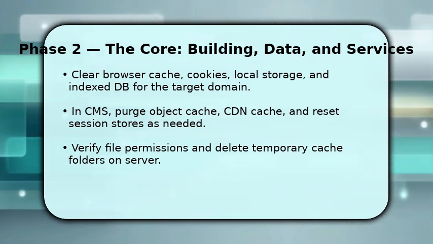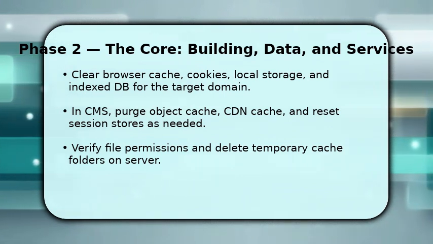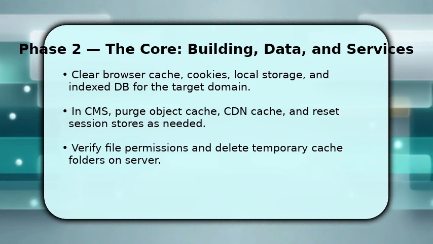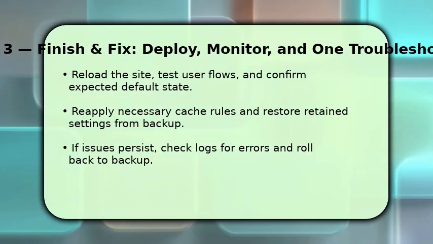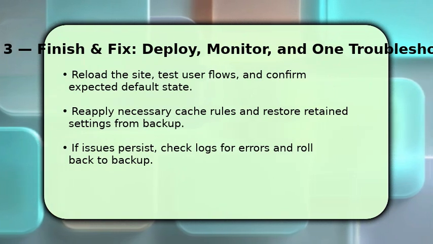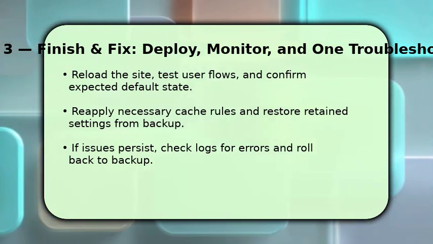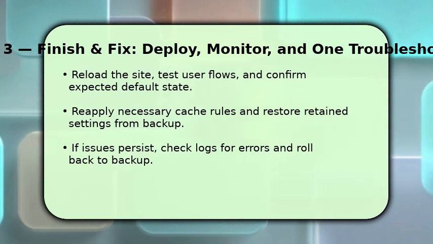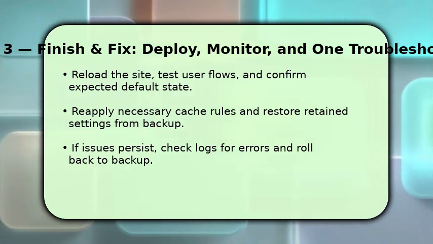Once done, restart relevant services so changes take effect across layers. Finish by reloading the site and testing key user flows to confirm the default state has returned. Make sure to reapply necessary cache rules, CDN behaviors, and any retain settings you noted earlier. This restores performance without reintroducing stale data.